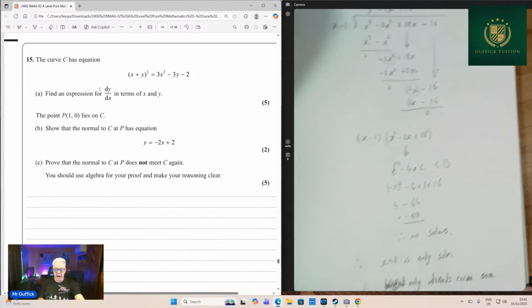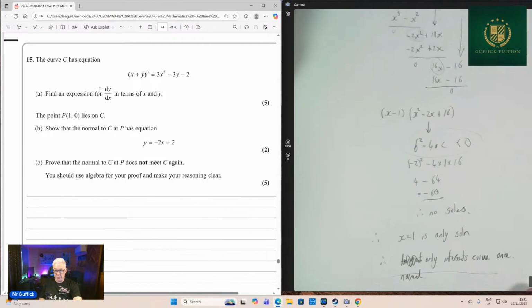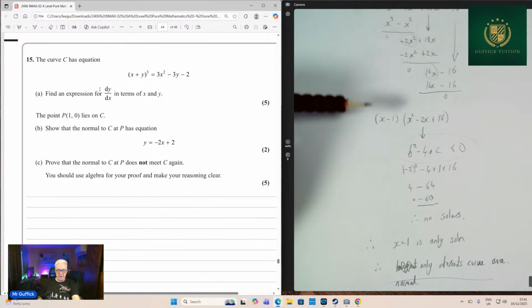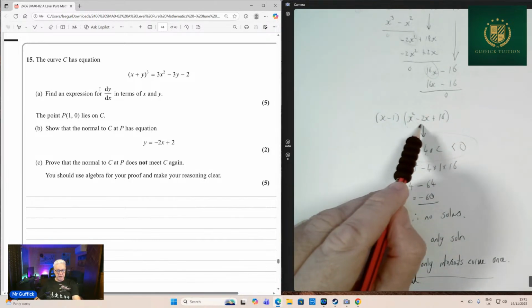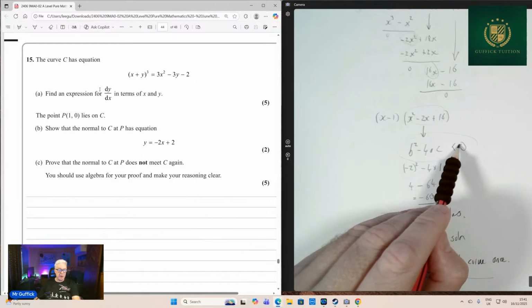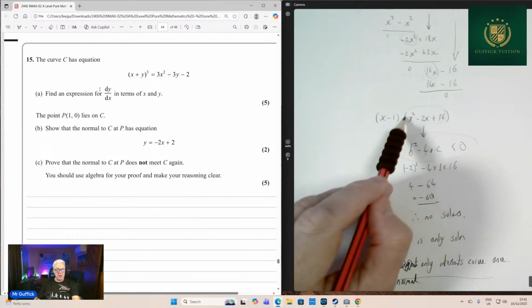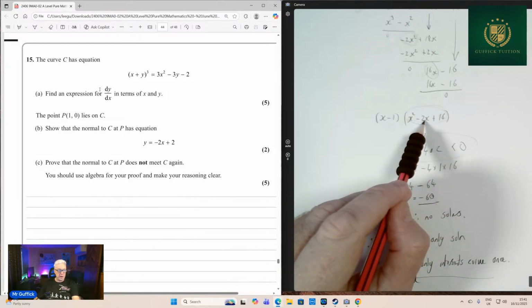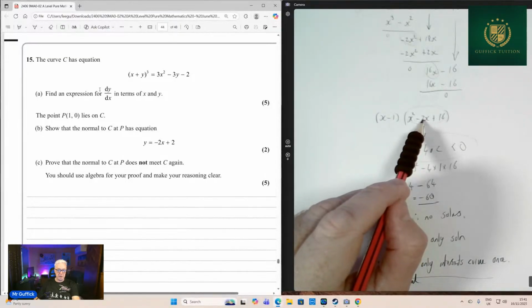So now we're at the absolute key idea. The equation that we got by subbing in the equation of the normal into the curve has been factorized now into this. Now, if the discriminant of this quadratic is less than 0, then there are going to be no further solutions to this equation coming from this quadratic.